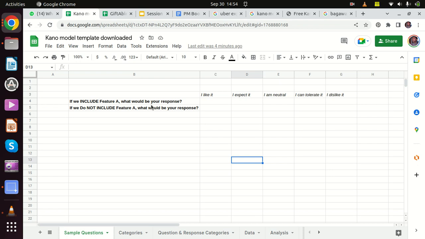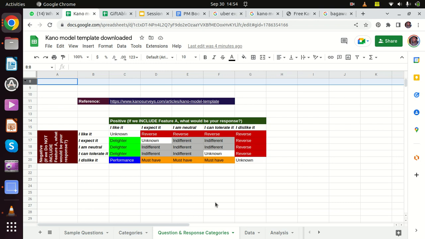There's no point just asking, if I give it to you, will you be happy? It's also important to understand, if I don't give it to you, what will be your reaction? And we'll find out why I'm saying that. Both elements, the functional as well as the dysfunctional perspective, are important. And how do we combine these two pictures together? That is what you can see in this categories tab page or spreadsheet that I'm showing here.